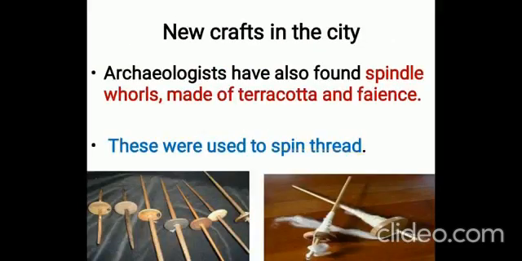Archaeologists have also found spindle whorls made of terracotta and faience. So what are spindle whorls? Spindle whorls are basically used for making clothes. They are used to spin the threads.